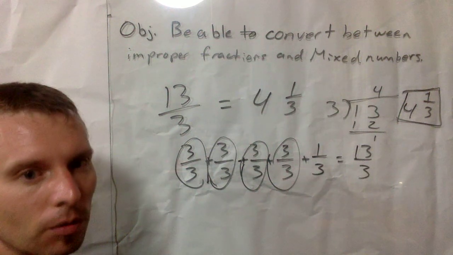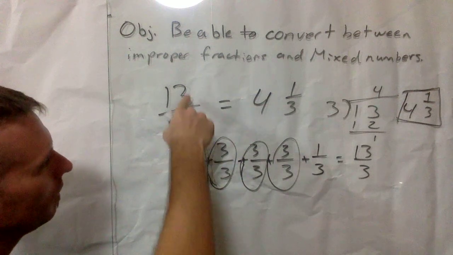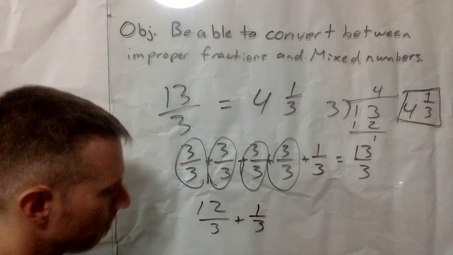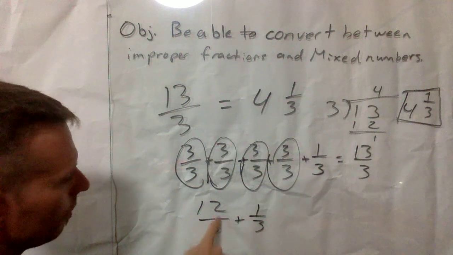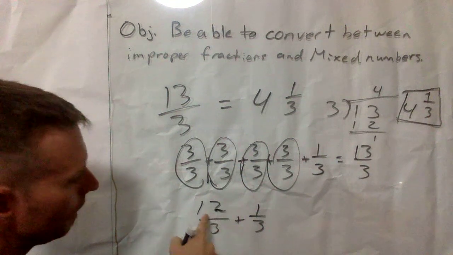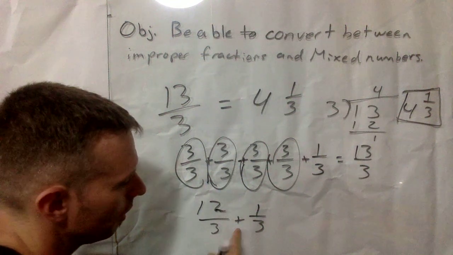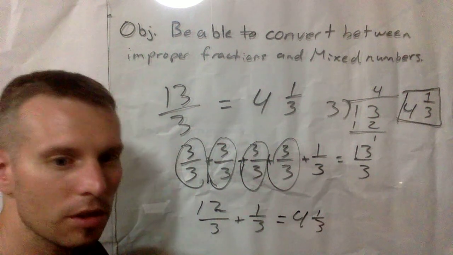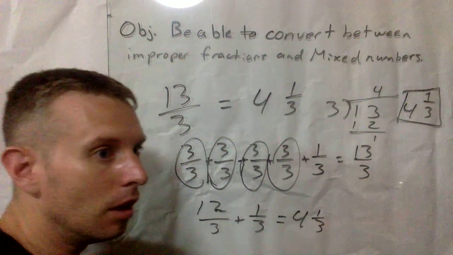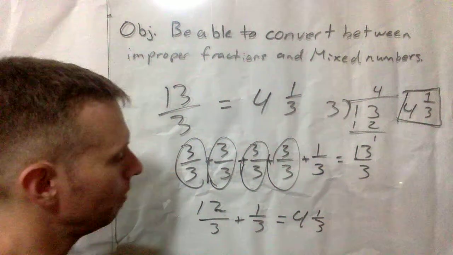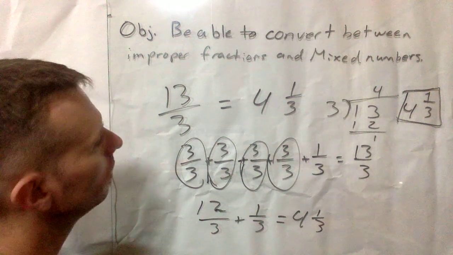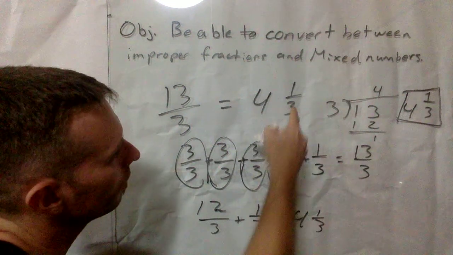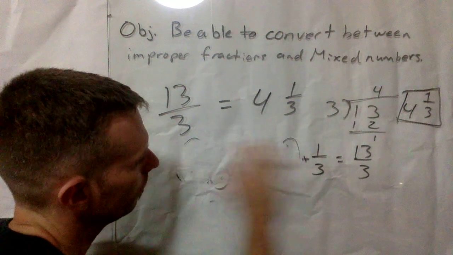If you wanted to show one last way, you could figure out what's an even number that goes in here: 12/3 plus 1/3. 12 is a multiple of 3, so you know 12/3 is going to give you 4, and then 4 1/3. I show you different ways because sometimes it clicks differently with different people. But if you just want to remember, how many times does it go in evenly? It goes in 4 evenly. You have one remainder, 4 1/3. That's the quick way to do it.